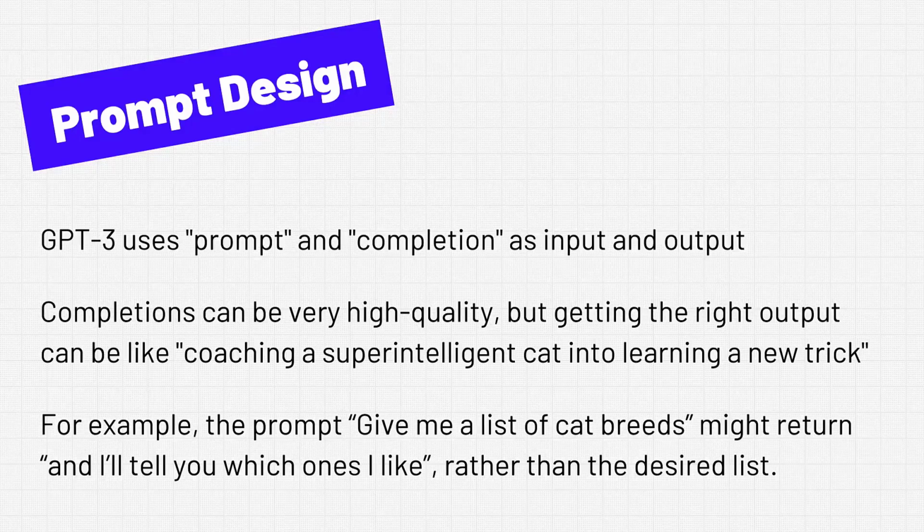bit difficult. For example, if you give it a prompt like, give me a list of cat breeds, you'd think that it would return a list of cats, but it might actually continue that prompt with, and I'll tell you which ones I like. Basically, GPT-3's purpose in life is to continue on the text that you give it in a natural way that matches up with its data set, which is basically the entire internet almost.